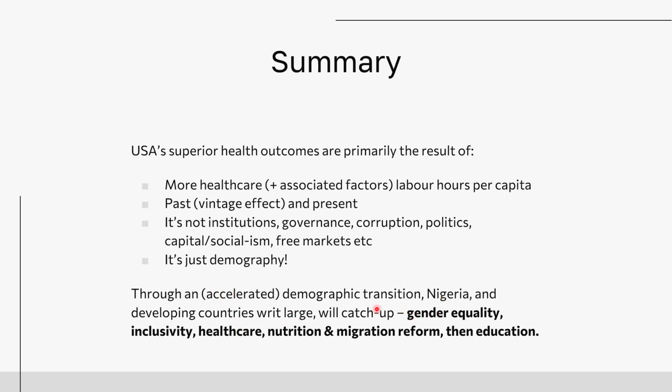And the good news is that through an accelerated demographic transition, Nigeria and developing countries writ large, who are mostly young, can catch up through the instruments of gender equality, inclusivity, healthcare, universal nutrition, migration reform, and then education. Now, I mention and then education not to deprioritize education, but rather just to highlight that in order for you to get more education, you need more educators per capita, right? And in order for you to get those labor hours per capita, you first need that gender equality, inclusivity, healthcare, nutrition, and migration reform. So education is important. But in the absence of labor hours in education, you can't really improve educational outcomes.